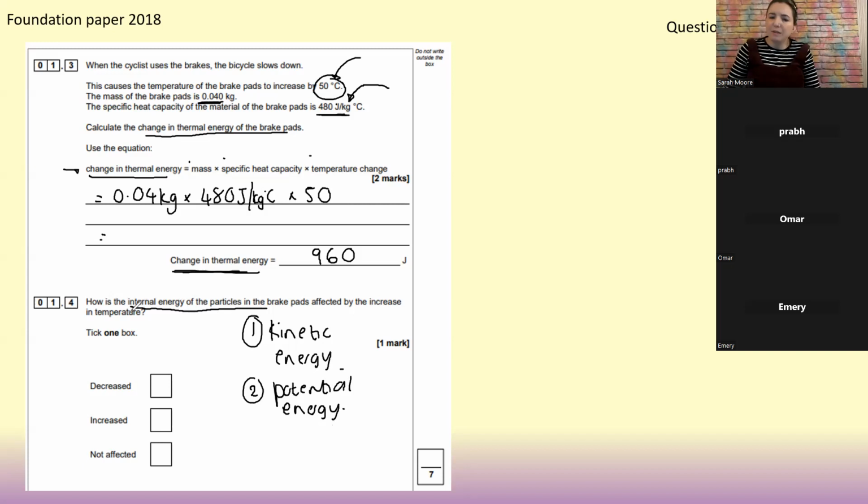Now, the internal energy of the particles in the brake pads is going to be affected by this increase in temperature. Increase in temperature means increase in kinetic energy, because if the particles have more temperature, they have more energy. And so we're going to see an increase in the internal energy, as the kinetic energy store of the particles is increased due to the increase in temperature.